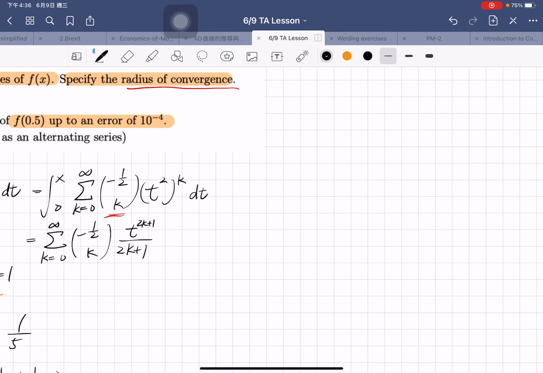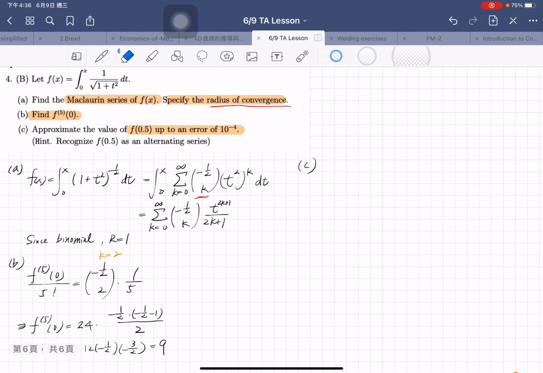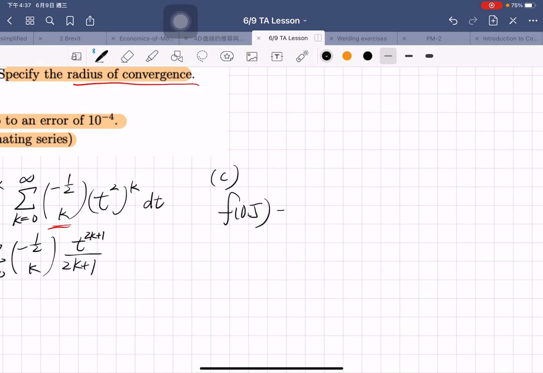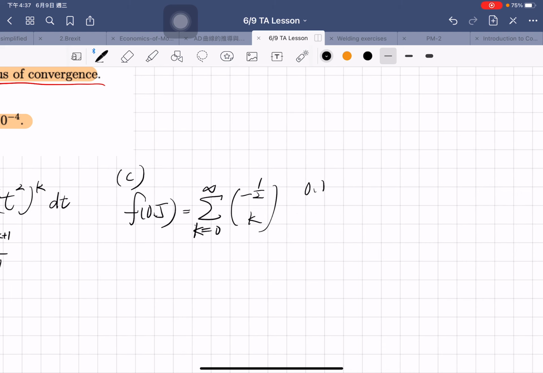Okay, so the C part, we want to approximate the value of f of 0.5 up to an error of 10 with the -4 power, and we want to recognize our f as an alternating series. Okay, so how do we change to an alternating series? We first plug in and specify it. So our k now goes from 0 to infinity, with the same term, and you just put in your 0.5 inside 2x plus 1.